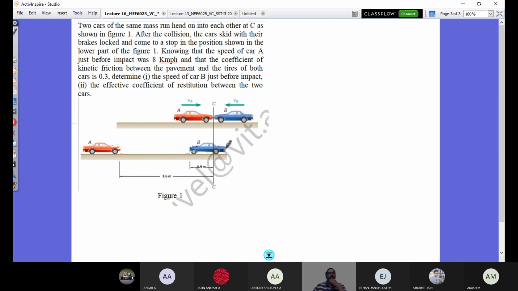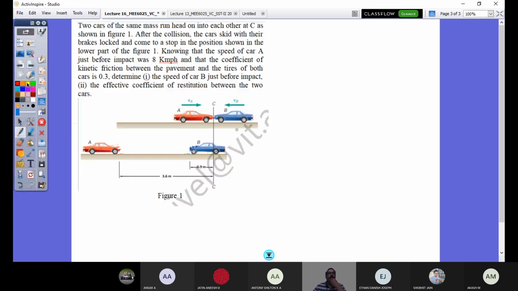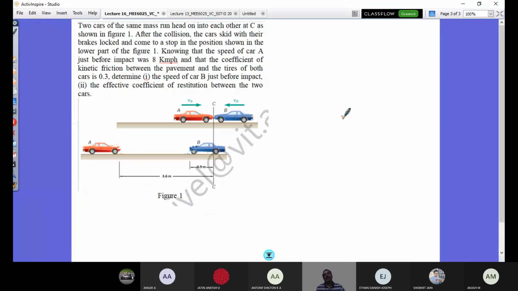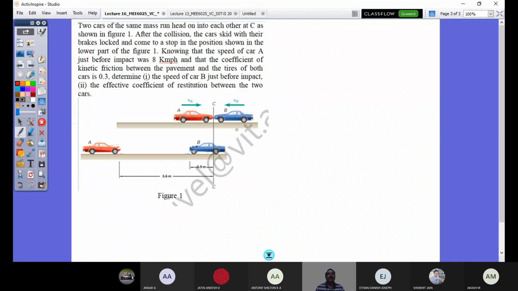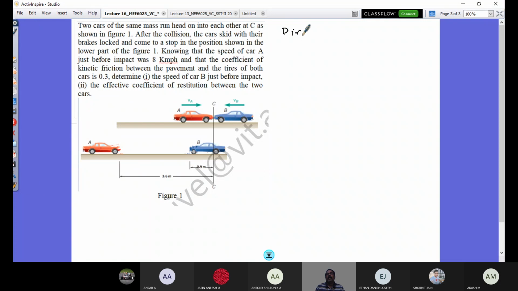So this was the problem asked. How many of you have made an attempt or solved this problem? So here, this is another case. Again, it is a direct central impact problem. And it is a 1D problem, we can say a one dimensional motion problem.